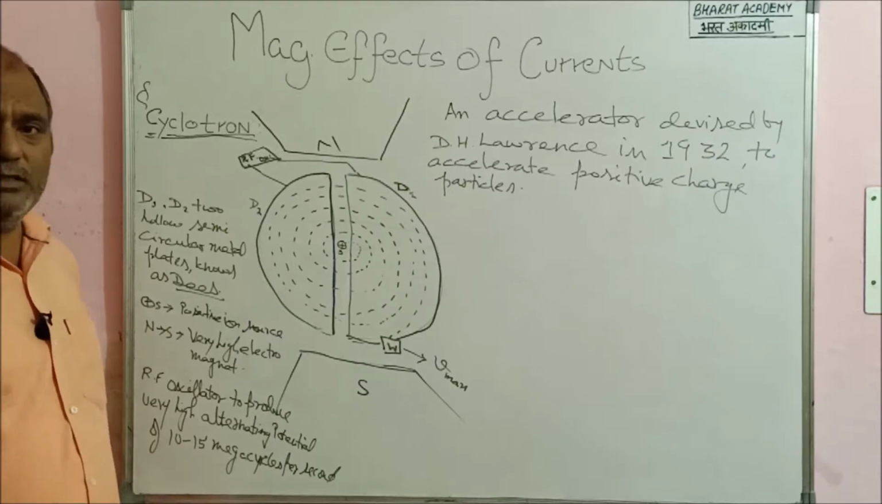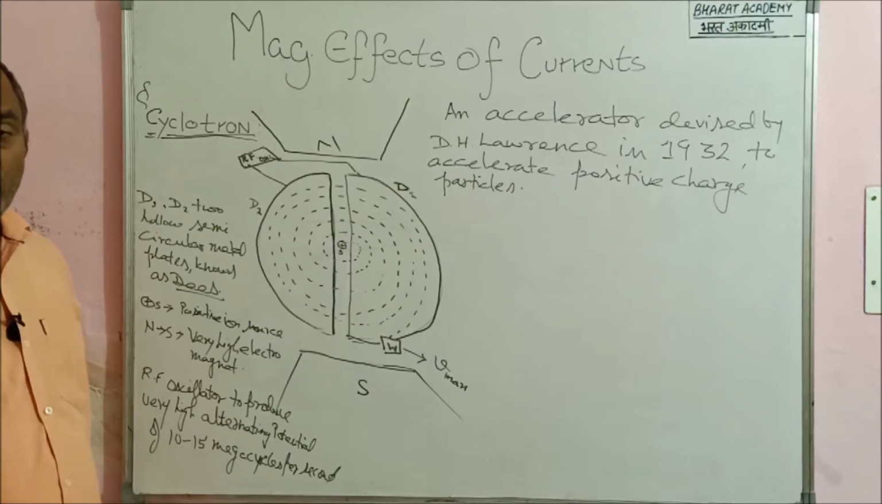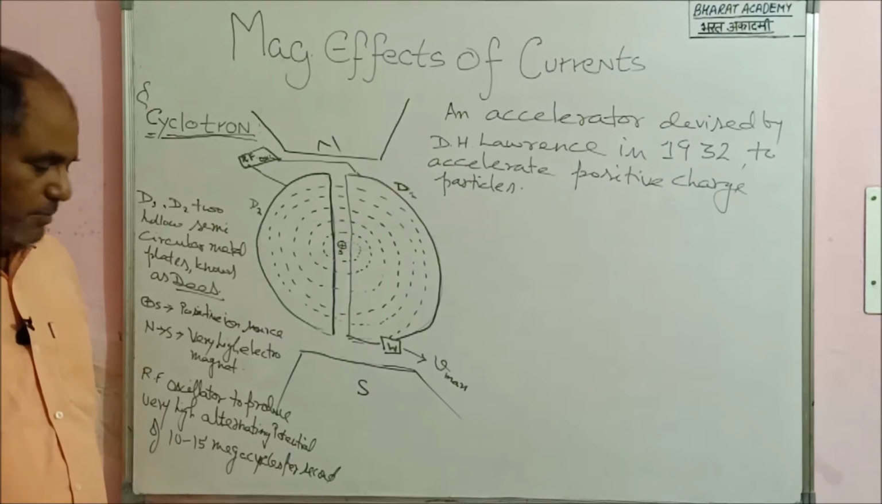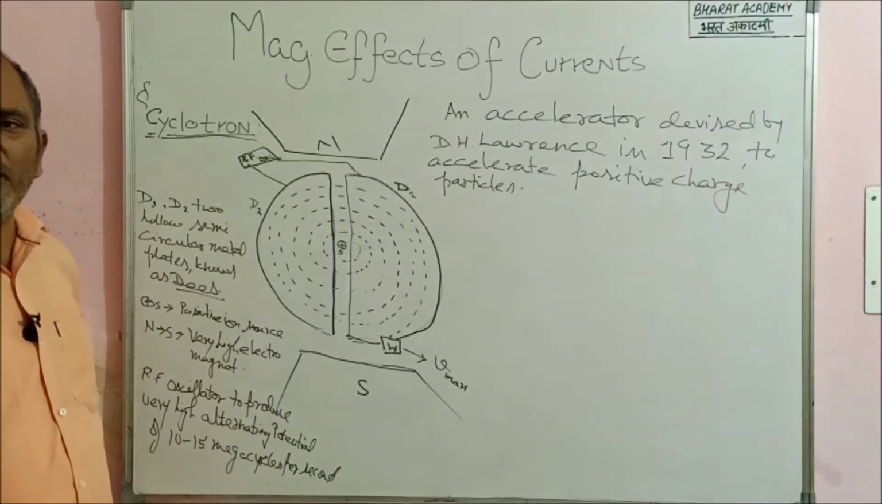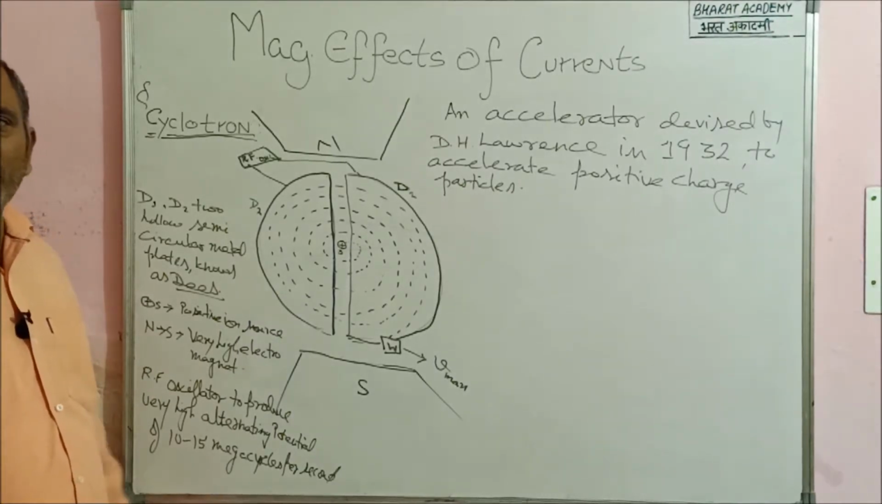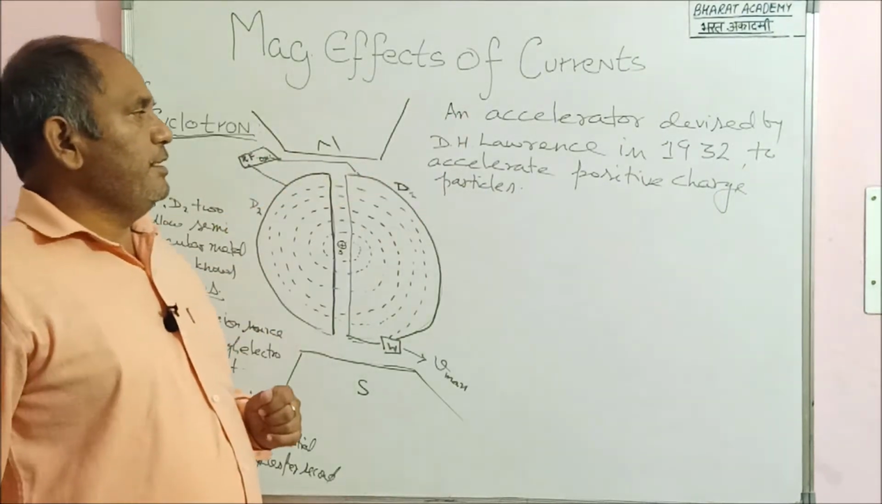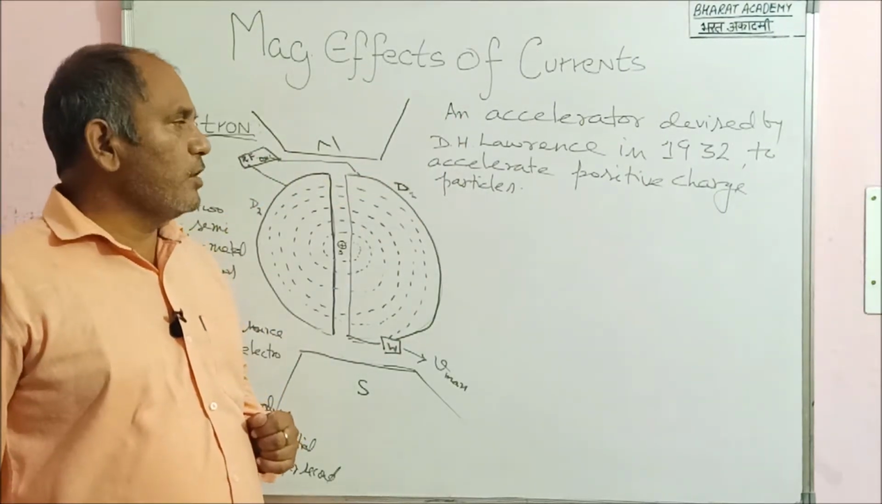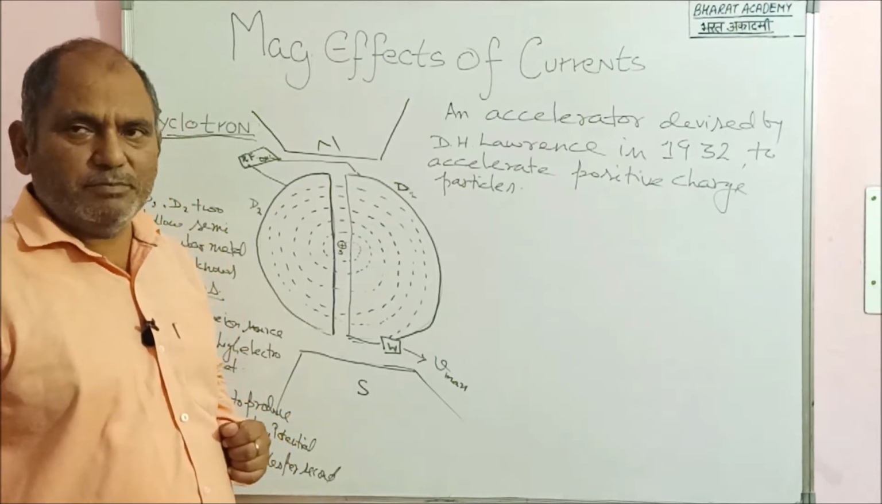Today our topic is cyclotron. It is a device based on a simple principle: that if a charged particle is moving perpendicular to the magnetic field, it acquires a circular path. Actually, it is an accelerator devised by D.H. Lawrence in 1932 to accelerate positive charged particles.